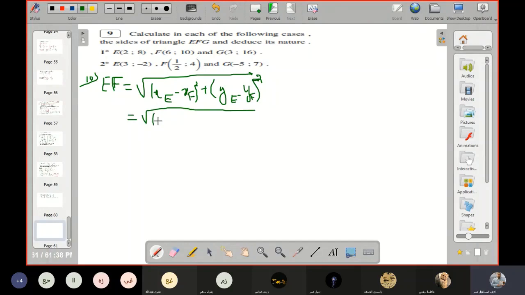A student says he did not understand the problem. Read the question: Calculate in each of the following cases the sides of the triangle EFG and deduce its nature. It says calculate the sides. If he asks me to specify the nature of EFG, I must first find the measure of the sides. How do we find the measure of the sides if I have the coordinates of the points? By using the formula of the distance between 2 points that we saw before.